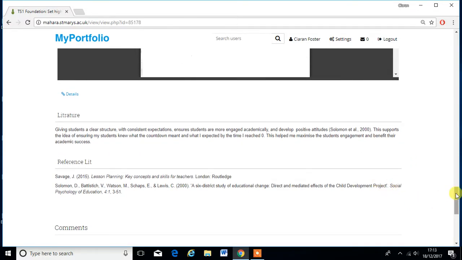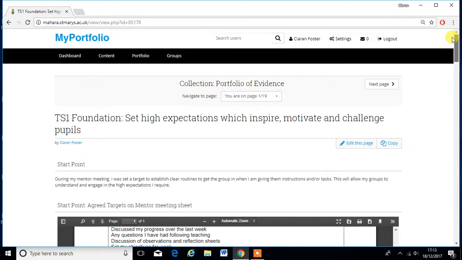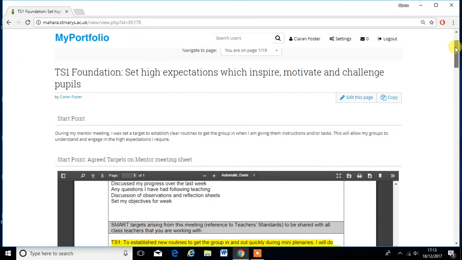So looking at how I set high expectations, it really assisted with my teaching, I thought, and helped maximise my student learning.